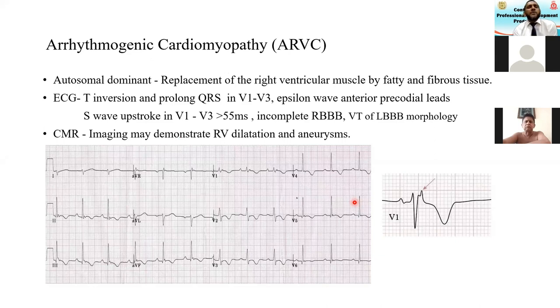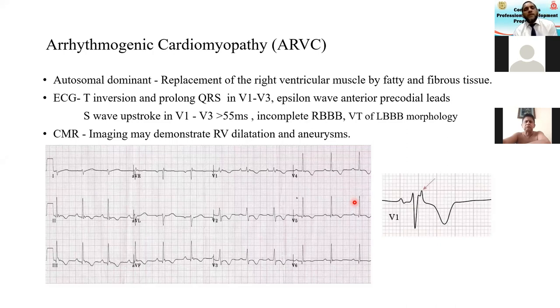The other condition is arrhythmogenic cardiomyopathy, formerly called arrhythmogenic right ventricular cardiomyopathy. Now it's more than the right ventricle, it's there in the left ventricle too, so the term is arrhythmogenic cardiomyopathy. It's an autosomal dominant condition where the right ventricular tissue is replaced by fatty fibrous tissue. That is the main pathology here.